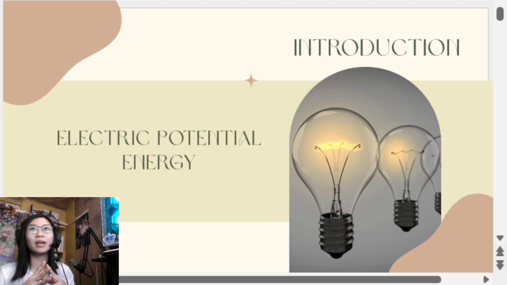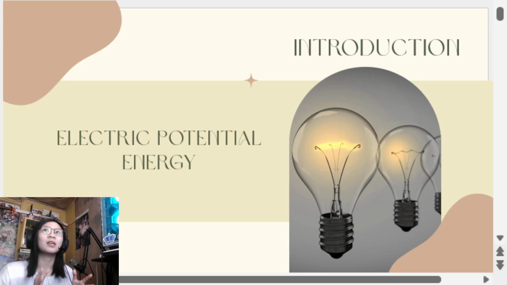So most of the time it transforms to kinetic energy. Kinetic energy is a kind of energy that a moving object has. So if it is at rest, then it is potential energy. When it is moving, that is kinetic energy. Now, potential energy in mechanical energy has the same concept as electric potential energy in our topic.